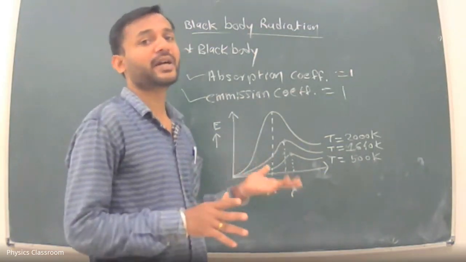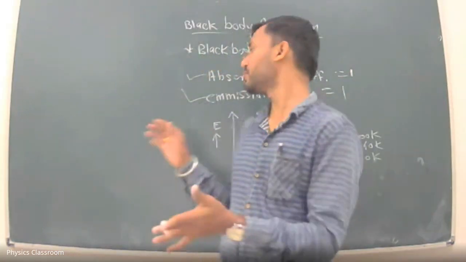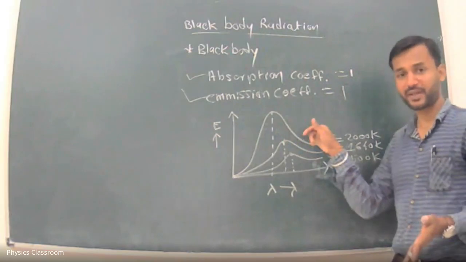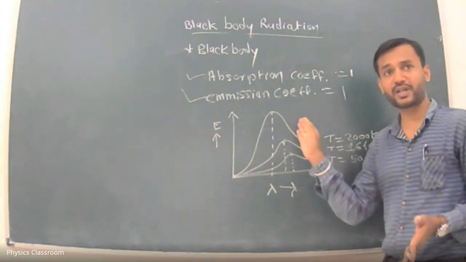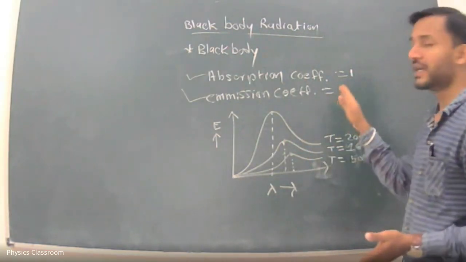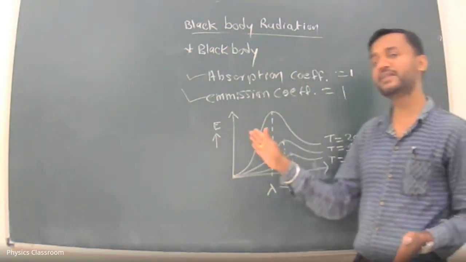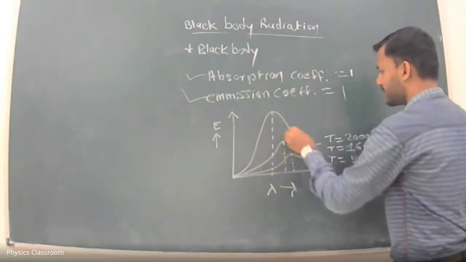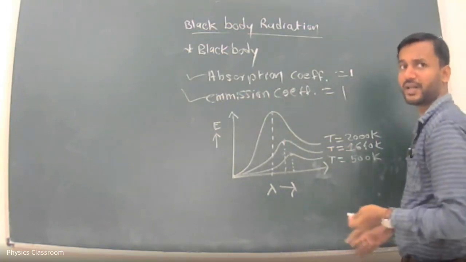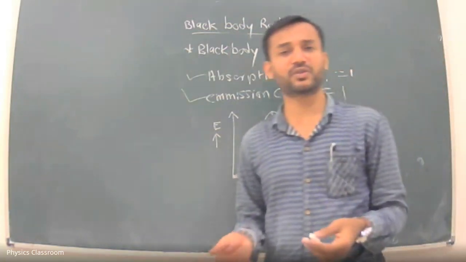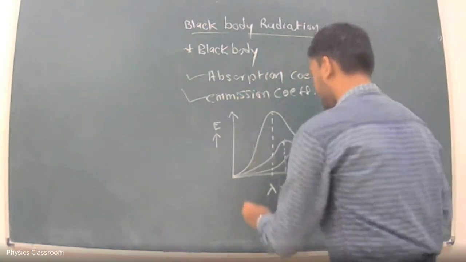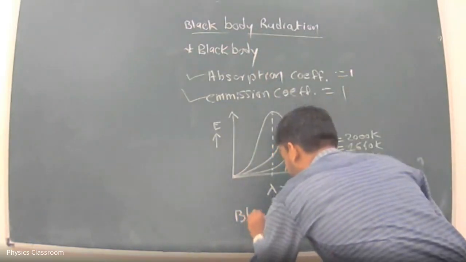If the body is different, the black body distribution is different. This is the distribution. The distribution of wavelength is different for different bodies. If the body is changed, the distribution must change. This is called the black body distribution law.